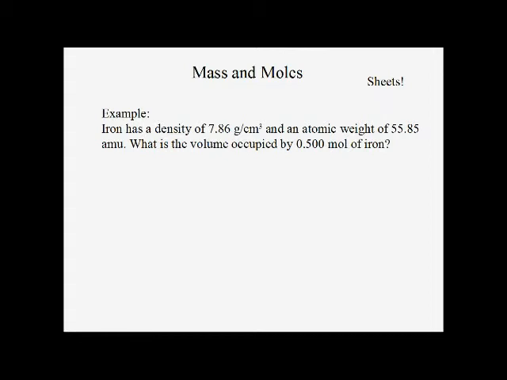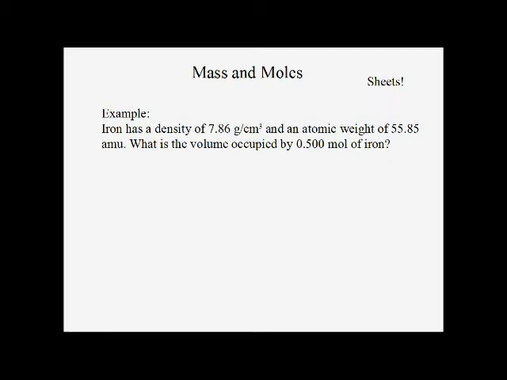So let's see, what do we have here? Volume of a half a mole. Okay, so we're looking for volume. We're going to get volume from density. But to get volume from density, we need to know mass. So we're going to use the atomic mass to convert moles into mass. So this is combining two things that we know already.